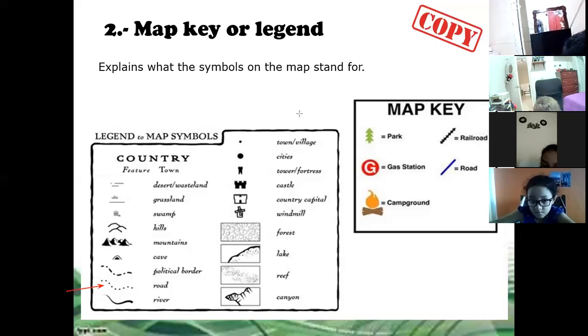No, you don't. It's just an explanation. So you finish copying, right? Map key, or legend, explains what the symbols on the map stand for.